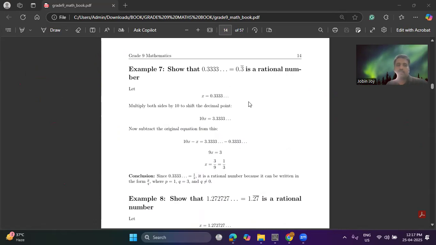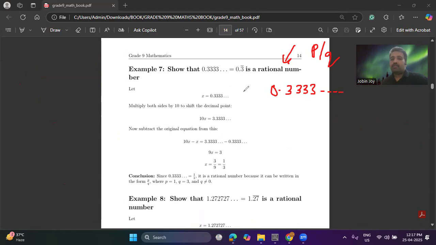Next question. We have a number, 0.3333, etc. The question is, we have to convert this into a rational number. Rational number means P by Q form. You should write this number in P by Q form. Here, this is non-terminating repeating, right? So first I am putting this number as x. Then I am checking how many numbers are repeating.